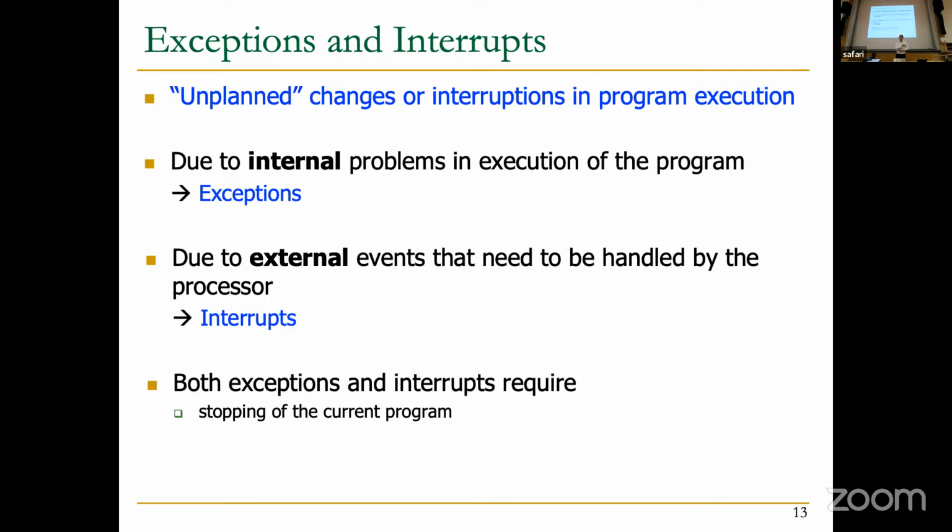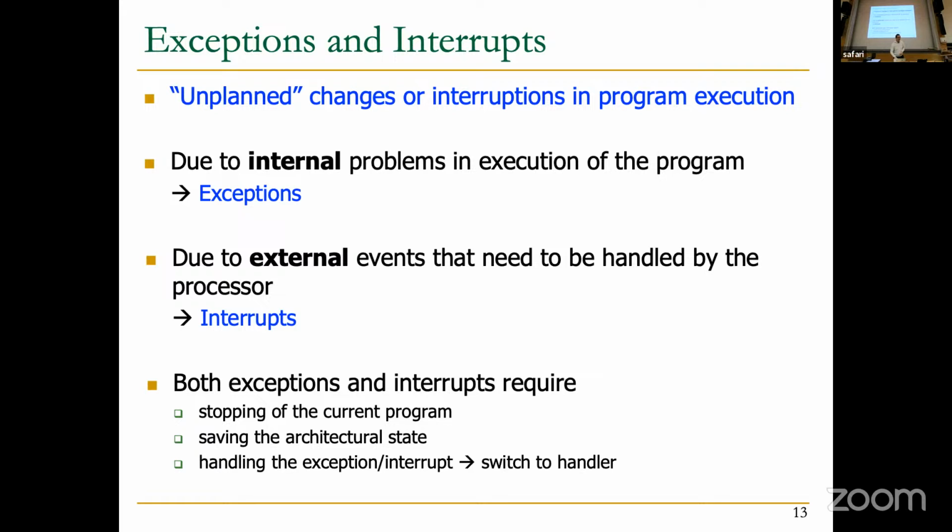But when you get a divide by zero, for example, you got to stop the program right away. So exceptions are actually very critical. You need to immediately stop the program almost. And then you need to save the architectural state somewhere to make sure that you have not lost any data in the program. And then you need to transfer the state or switch to some other control. This is called handling the exception or interrupt.